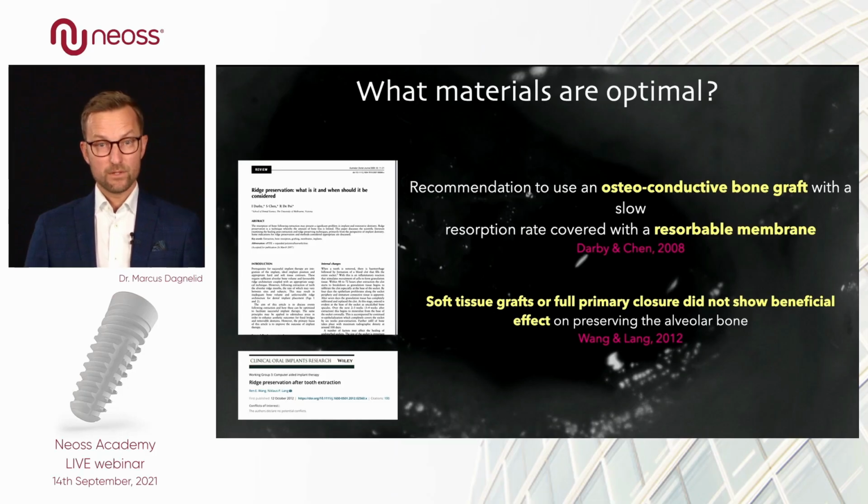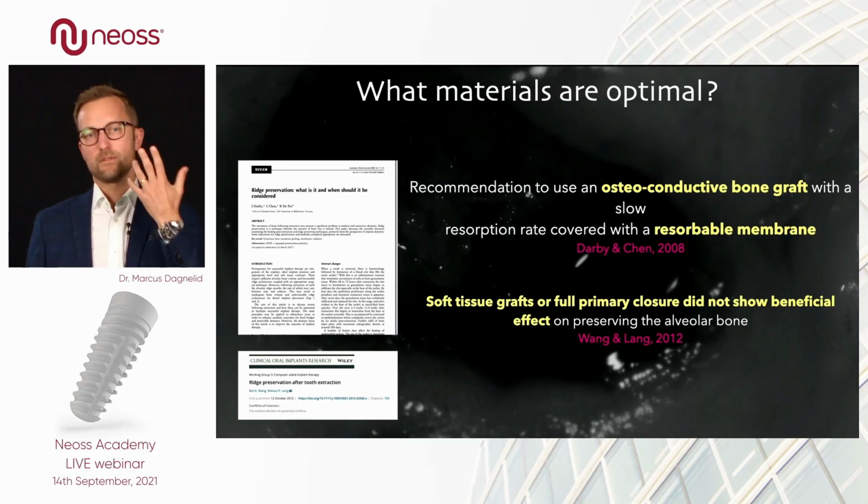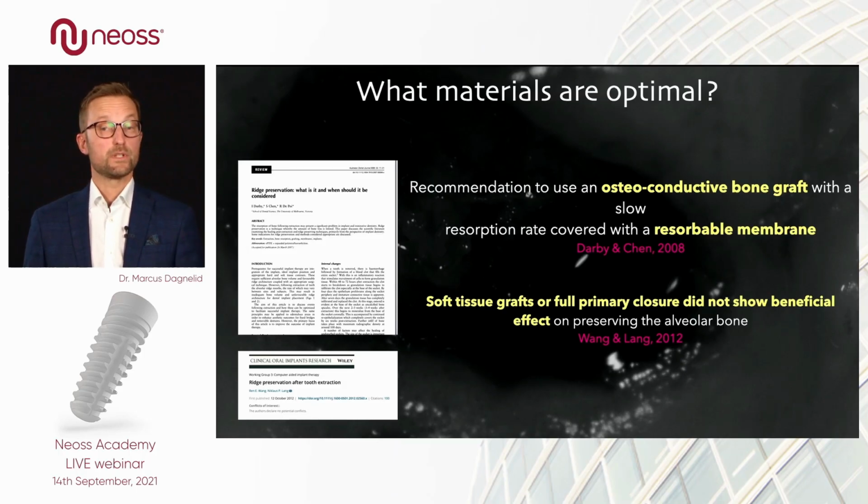What is also said in research is that soft tissue grafts or a full primary closure are not beneficial. And what does that mean? It means that you don't need an extra secondary surgical site to take soft tissue grafts from the palate or any other area in the patient's mouth, which is more tricky and perhaps demands more surgical techniques. So you simply use a grafting material, a membrane and sutures.